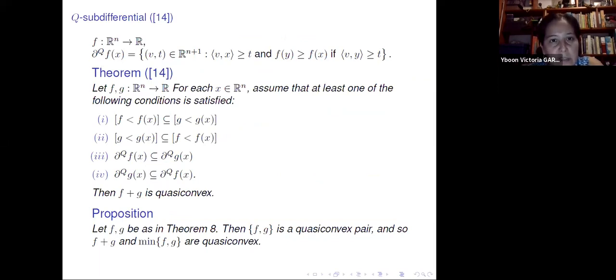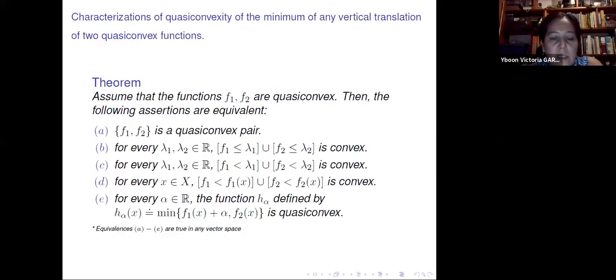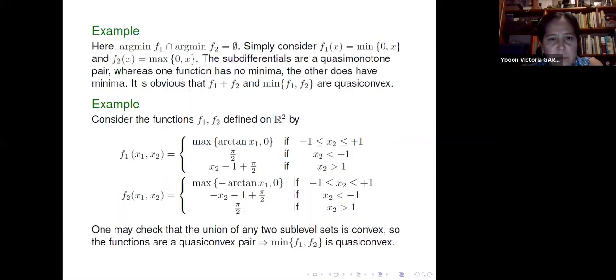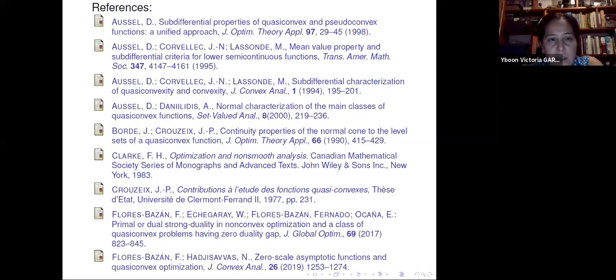There are many other things about this work. We can also talk about the sublevel sets, because in the characterization of the family of the pair, the pair of quasi-convex functions is related to the convexity of this union, but for time I didn't consider that here. So with that, I finish. And there are all the references. There are many references.